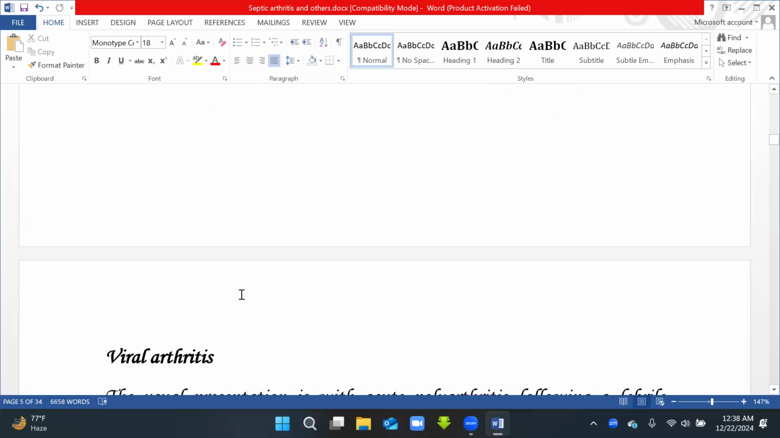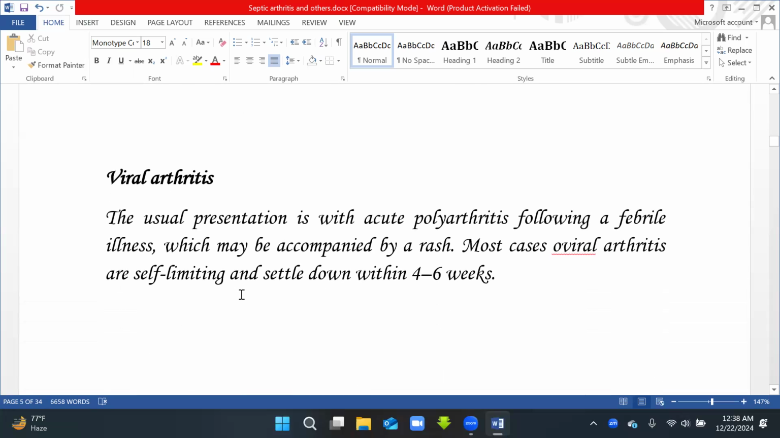Another arthritis we're going to look at is the viral arthritis. The viral arthritis has an unusual presentation with acute polyarthritis following a febrile illness, which may be accompanied by a rash.